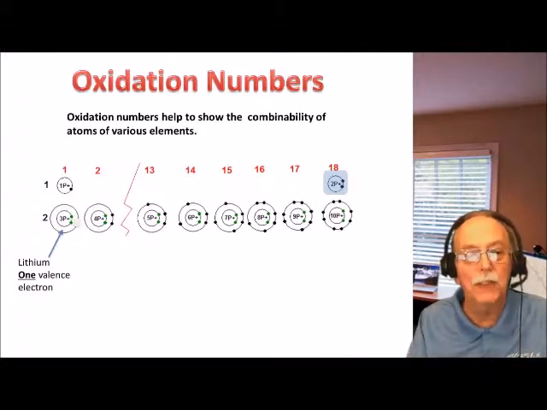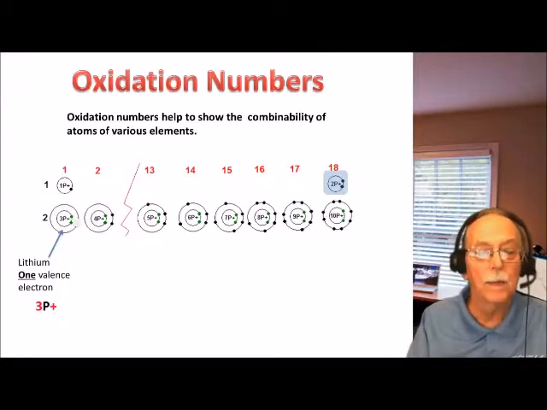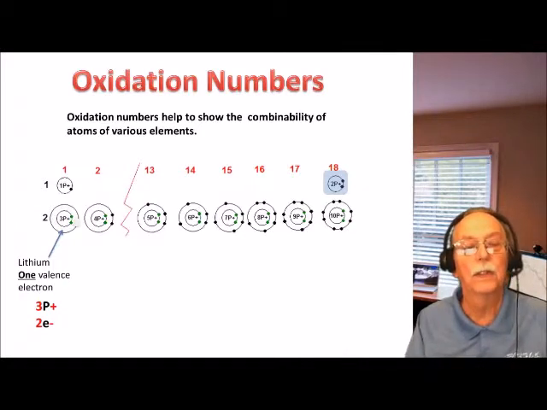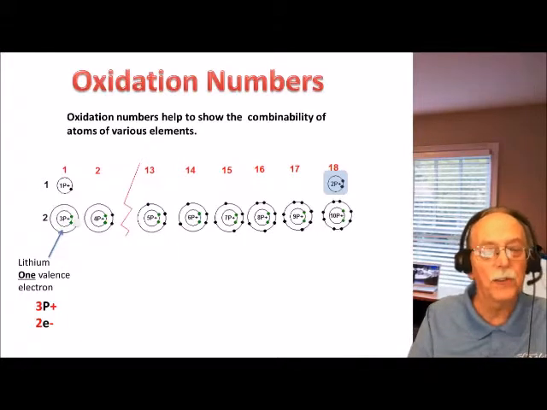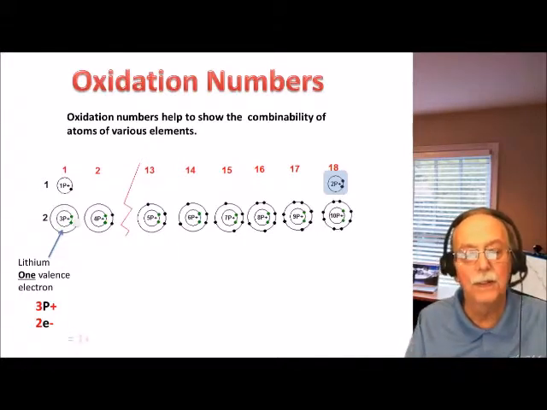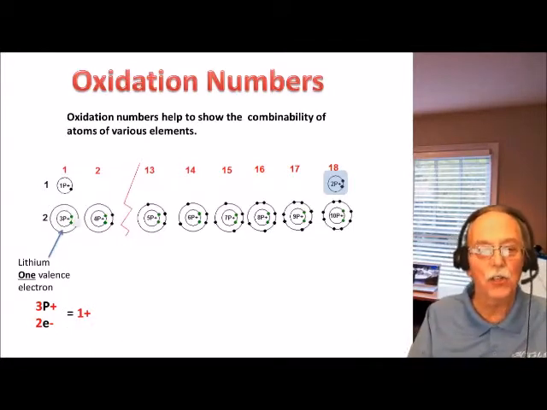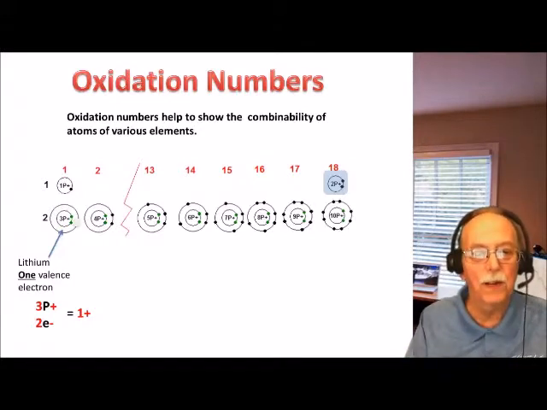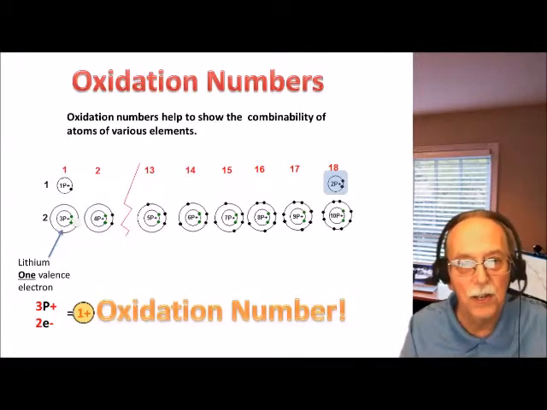Why did it get that way? Because something came along and took that valence electron away from that lithium atom, leaving it with only 2 electrons orbiting 3 protons. Why is that important? Well, watch what happens. With only 3 protons and 2 electrons, that gives that lithium atom a net electric charge of +1. And that +1 that you see right there, that is the oxidation number.